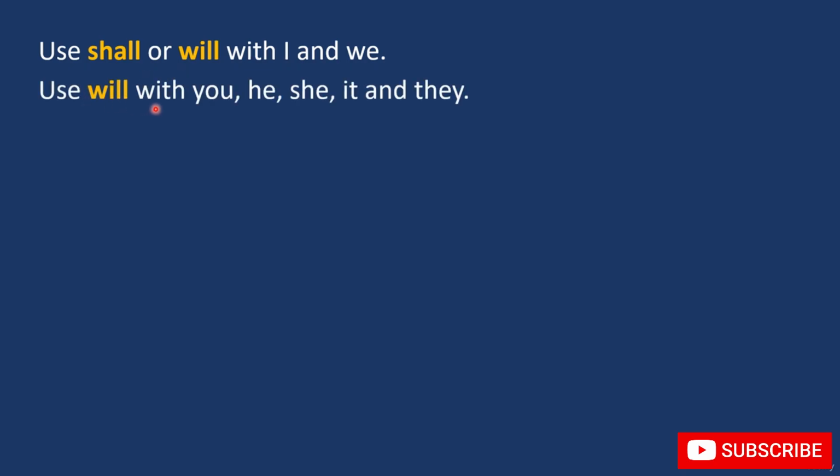We use will with you, he, she, it, and they. So again, shall is only used with I and we, but will is used with I, we, he, she, it, they, and you. All of them are used with will. So all pronouns are used with will, but with shall only I and we.